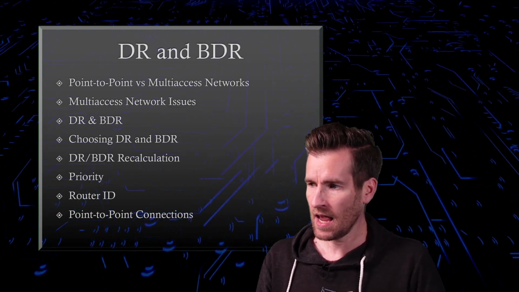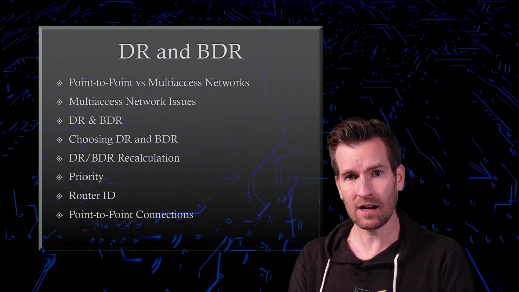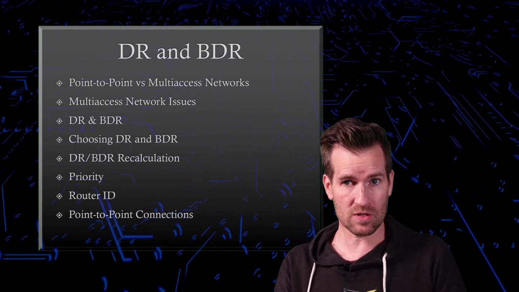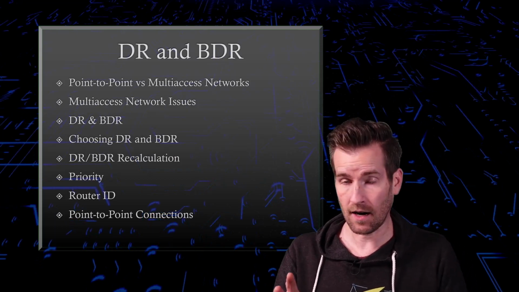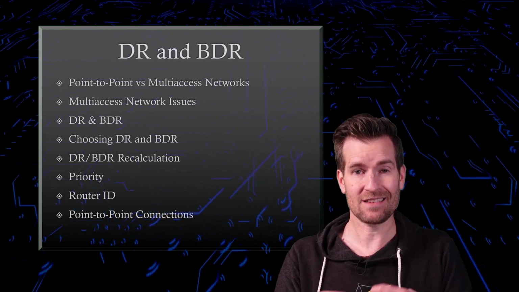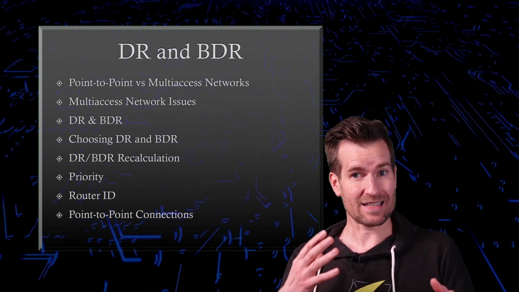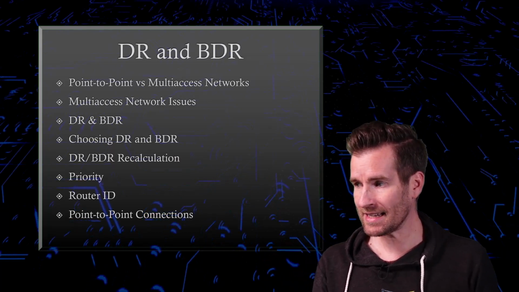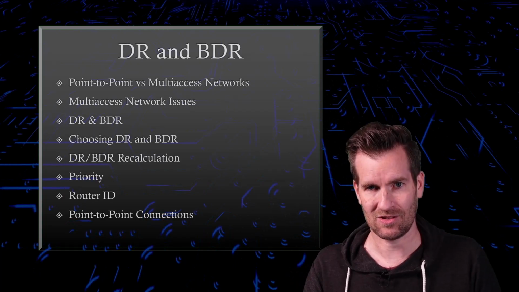Then we're going to get into what is the difference between a DR and a BDR, what do those two roles do. We're going to talk about how it chooses the DR and BDR. We're going to get into DR and BDR recalculation, what happens when it needs to choose a new DR or BDR. We're going to get into what is called priority. We're going to get into the router ID, and then we're going to end things off with just a mention about point-to-point connections.